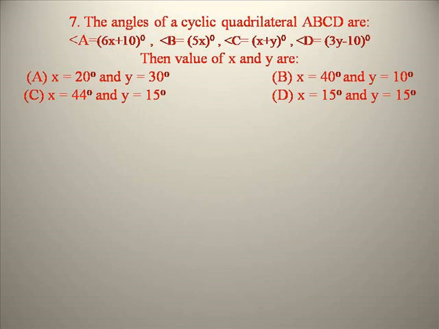Coming to number 7. The angles of a cyclic quadrilateral ABCD are given. Angle A equals 6x plus 10 degrees, B equals 5x degrees, C equals x plus y degrees, and D equals 3y minus 10 degrees. You need to find the values of x and y, and you have the 4 options. So let's move to the answer.